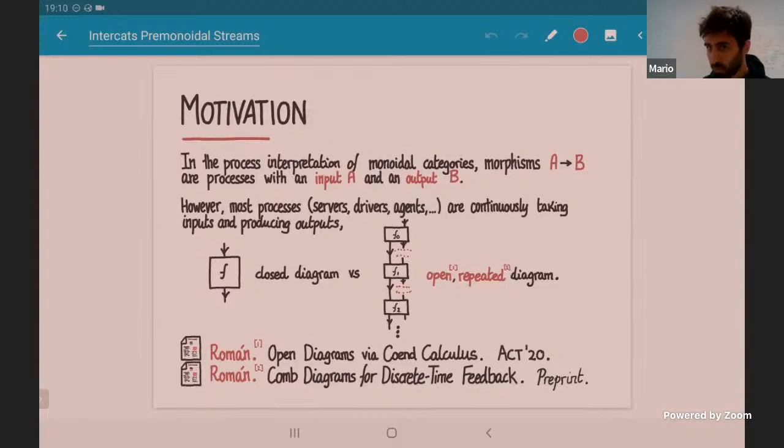However, most processes don't work like that. If you're thinking of drivers or servers or something similar, you will want to take multiple inputs and produce multiple outputs, and that is not possible if you use just morphisms in your monoidal category. So the claim I want to make is that sometimes we want to use these open diagrams, or perhaps repeated diagrams, that interact with the rest of the string diagram of the monoidal morphism in ways that are not just input and output. Because I was working on these things, I tried to apply this solution to the problem, and I'm going to tell you what we found there.